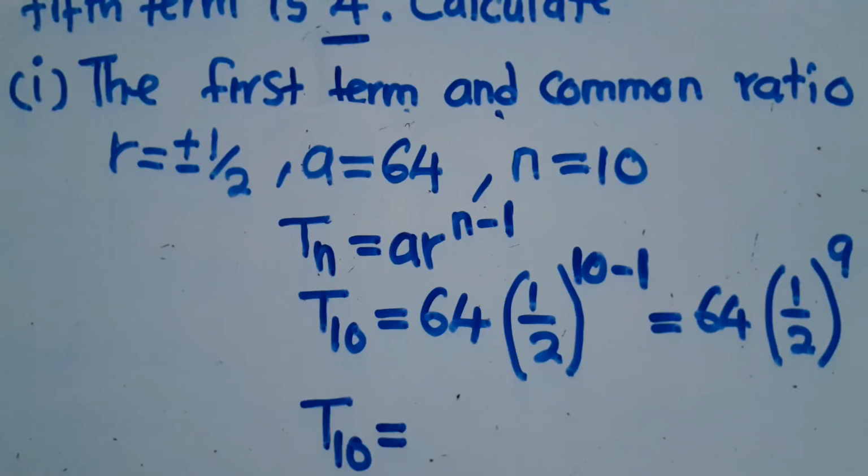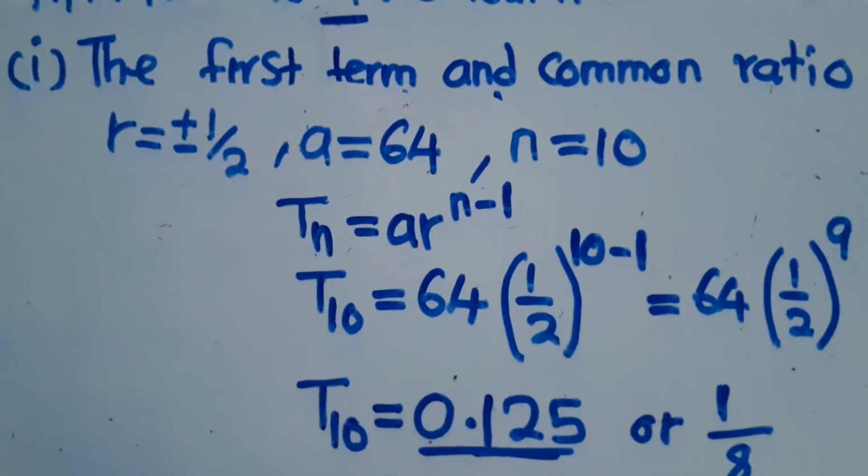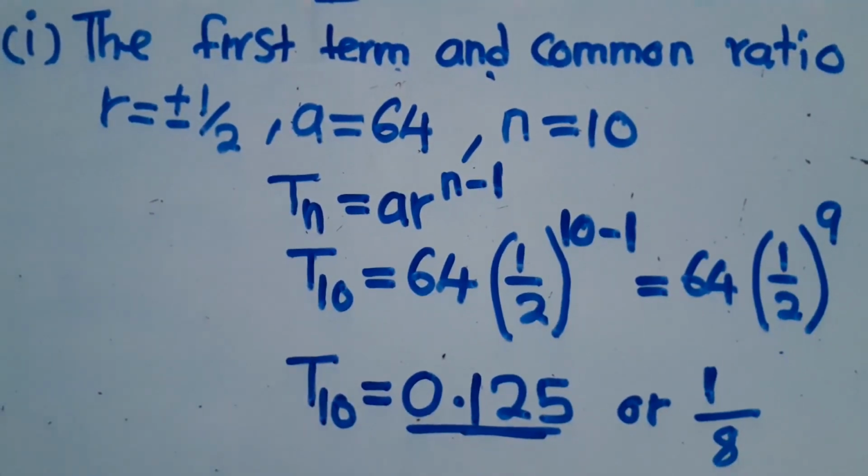What answer are we getting? What answer are you going to get? My calculator is giving me 0.125. This is the answer that my calculator is giving me, which is just the same as 1/8. It is one and the same thing. So you can write this one or you can write that one. These are the answers that you need to get.